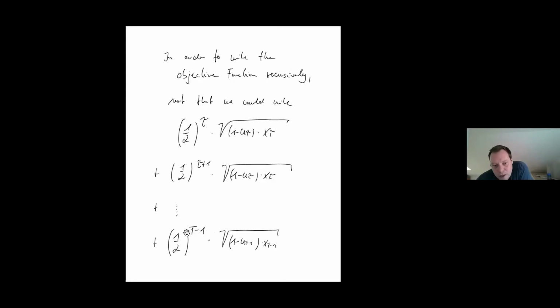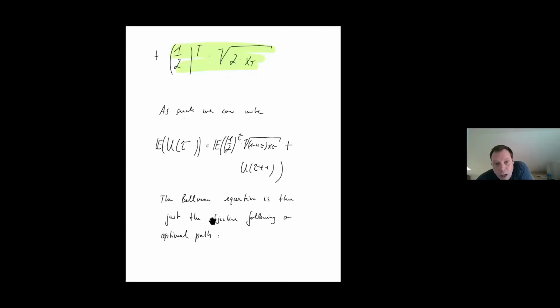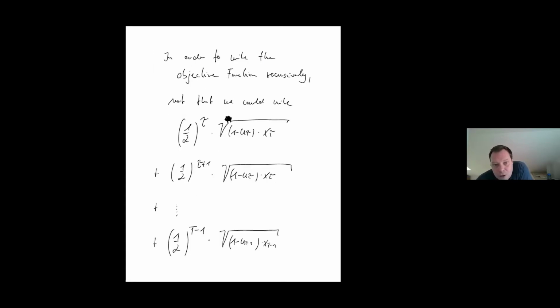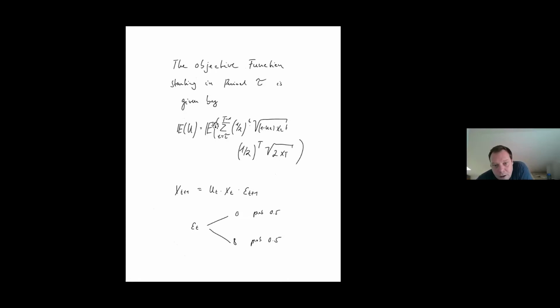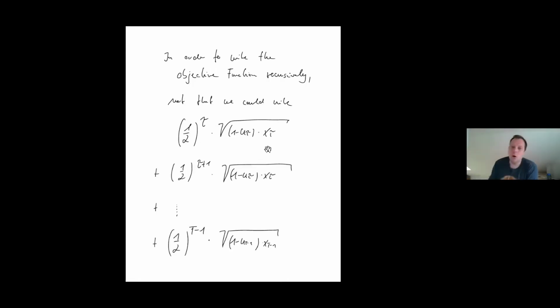This looks all the same up to period capital T minus 1, okay? And then you have basically what you get in the last period of your planning horizon. So this is just the thing rewritten in a less compact way. Okay, so this is what you can do.